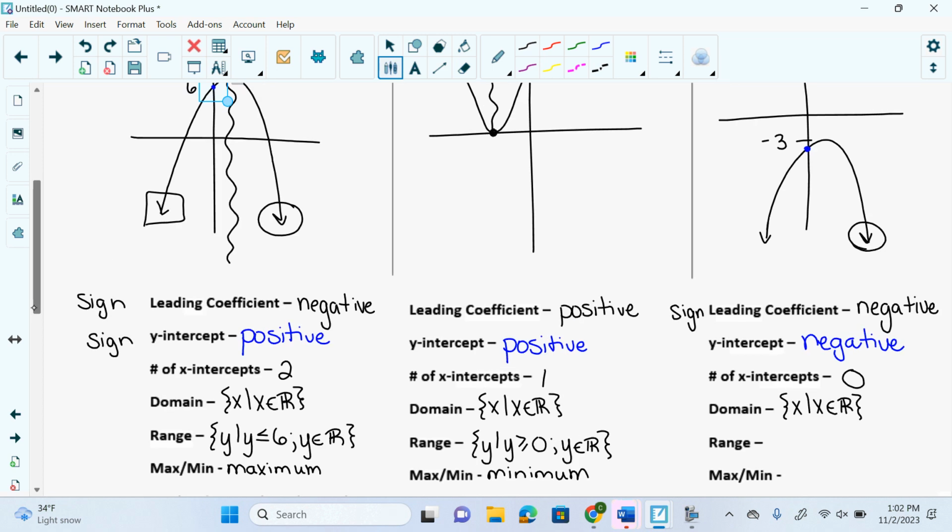Then this last graph, max or min? It's the maximum, right? It's the highest you could go. It's a hill. If it's a valley, it's a minimum. It's the lowest you can go. If it's a hill or a mountain, it's the highest you can go, right? Like you thought about a mountain, you can go to the very maximum of the mountain, or a valley, the very minimum of it. So we're going to have maximum. So it's going to be less than or equal to -3.